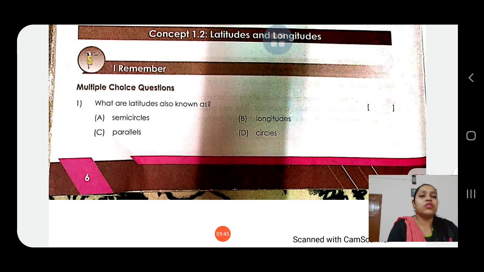And now we come to concept 1.2, which is latitudes and longitudes. So children, we'll stop till here. There are more questions left. We'll discuss again in the next class, since it's a long chapter. But remember the questions which I have given as homework. I'll be sharing the PDF file also, and the homework questions I'll be sharing very clearly.